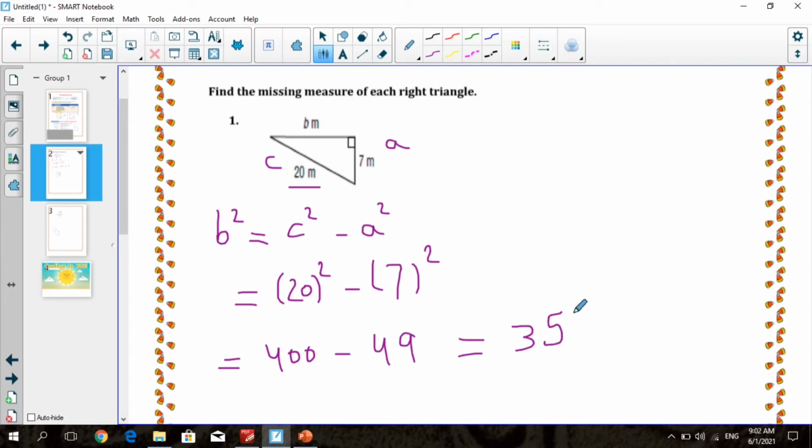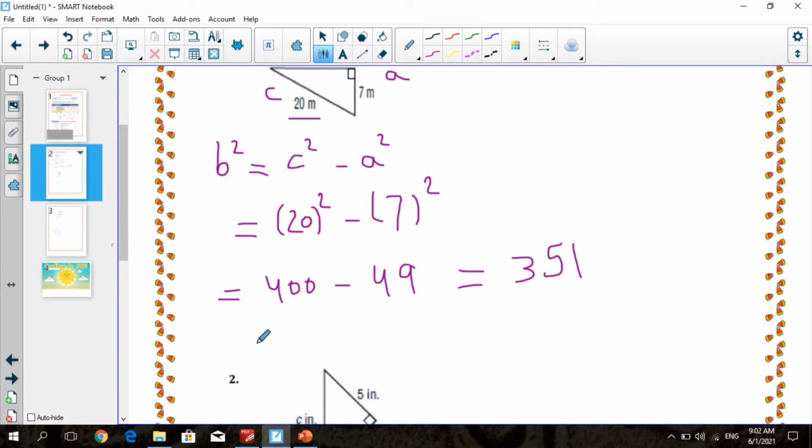Now we get B power 2, but he wants from you to find the length of the missing side, so he wants from you to find B. So B will equal the square root of 351. And we will leave it like that, because until now I don't want from you to use the calculator, okay? But if I give you an easy number and you can find the result, it's okay, you can find it. But you can leave it like this, no problem in that.